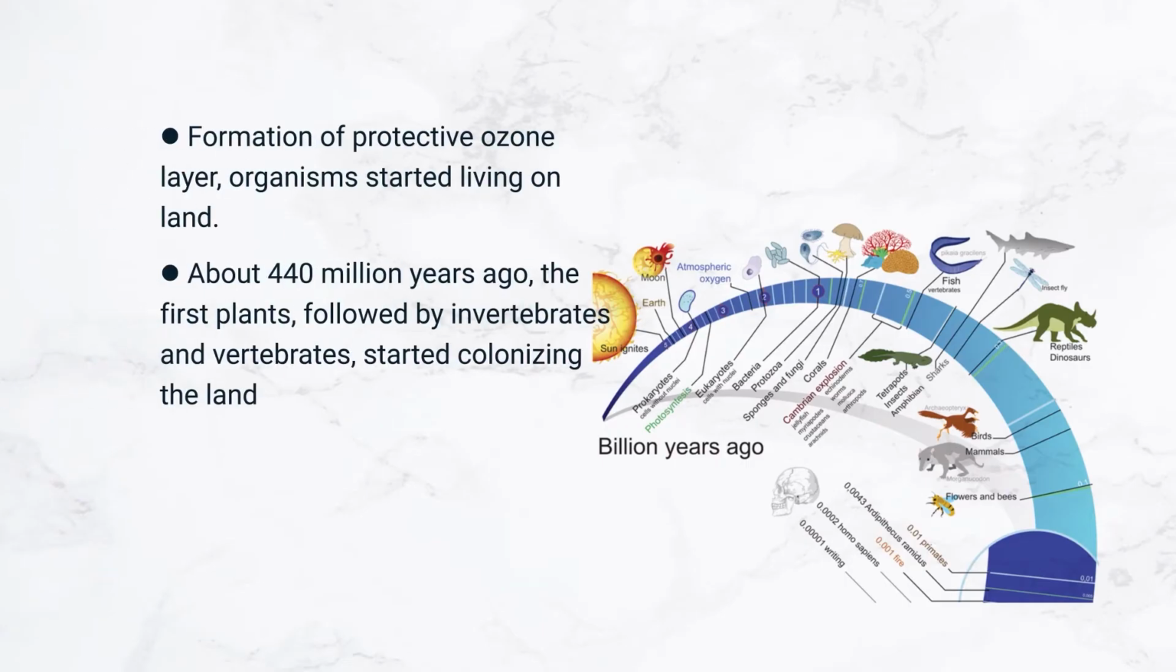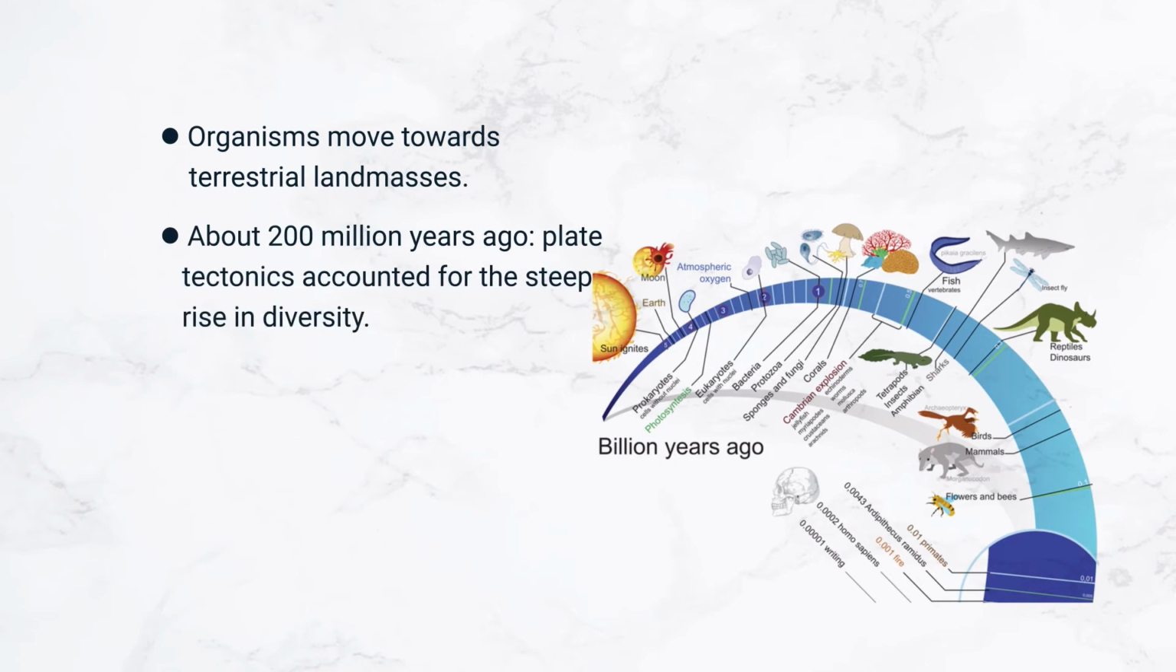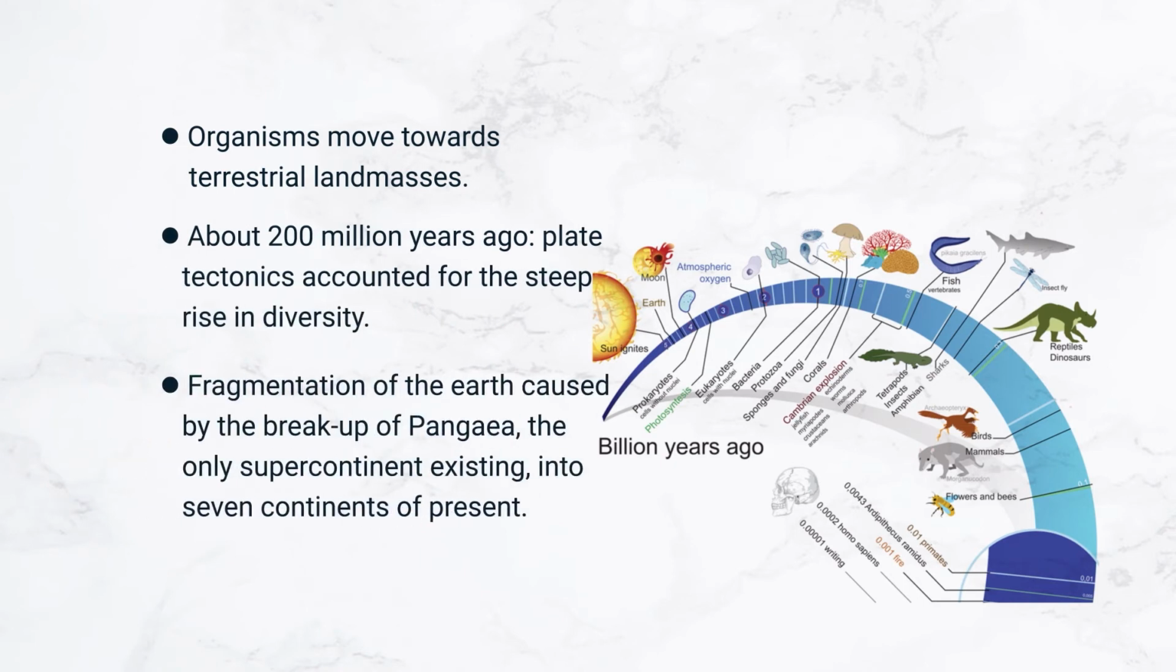So with the formation of this protective ozone layer, organisms started living on the land. About 440 million years ago, the first plants, followed by invertebrates and vertebrates, started to colonize the land. At the same time, there was slow fusion of continents into a single landmass, which we call Pangaea, that reduced the length of coastline and coastal habitat availability, and thus motivated organisms to move towards the terrestrial landmasses.